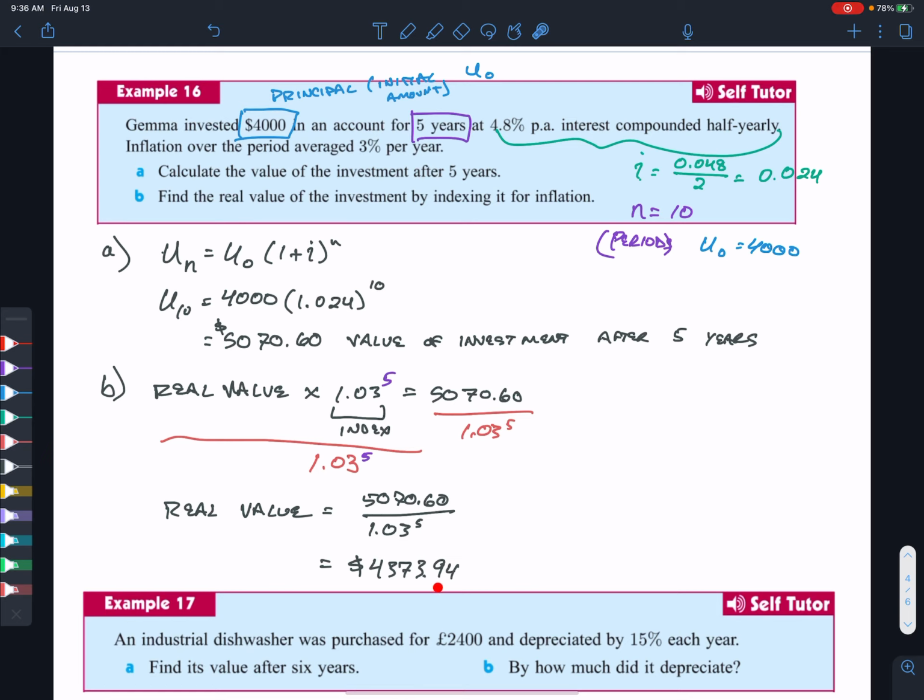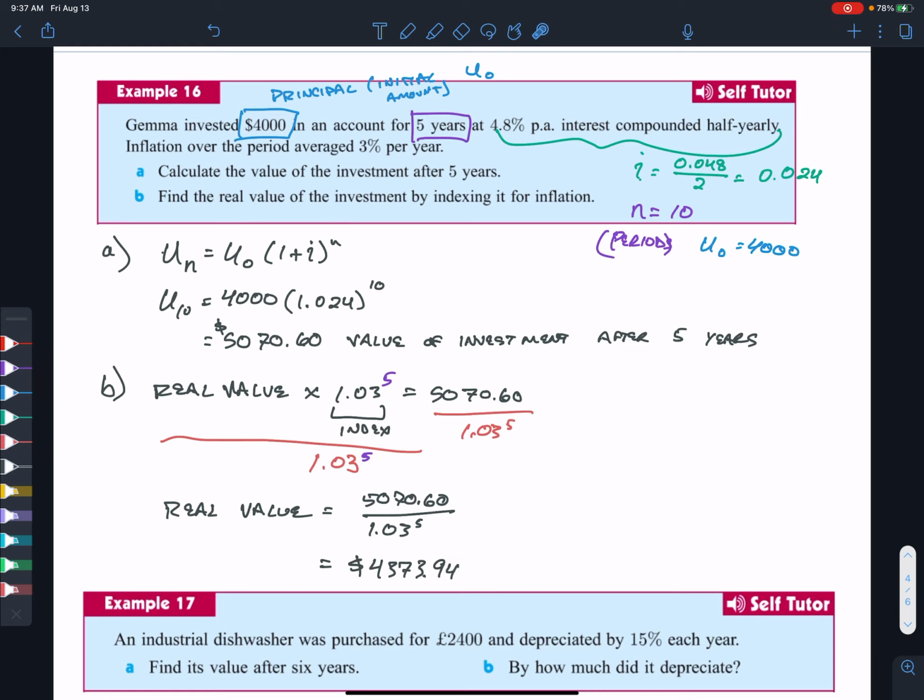Well, that's worth $4,373. So in today's dollars, this $5,000 five years from now, calculated with this, is really only worth this much. It's not actually worth this much. And it's kind of a weird thing to think about. How do you have the different values of these dollars?